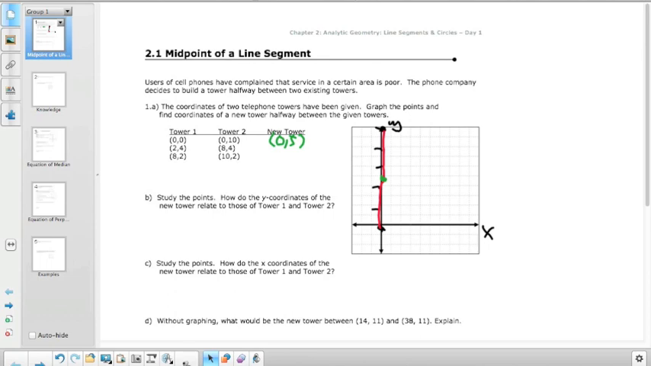So it's kind of an easy example. How about the second one? We have 2, 4, which gets us to 2, 4 over here, and 8, 4, which is roughly around right there. So there we have two towers over here. How do we find the midpoint of that segment?